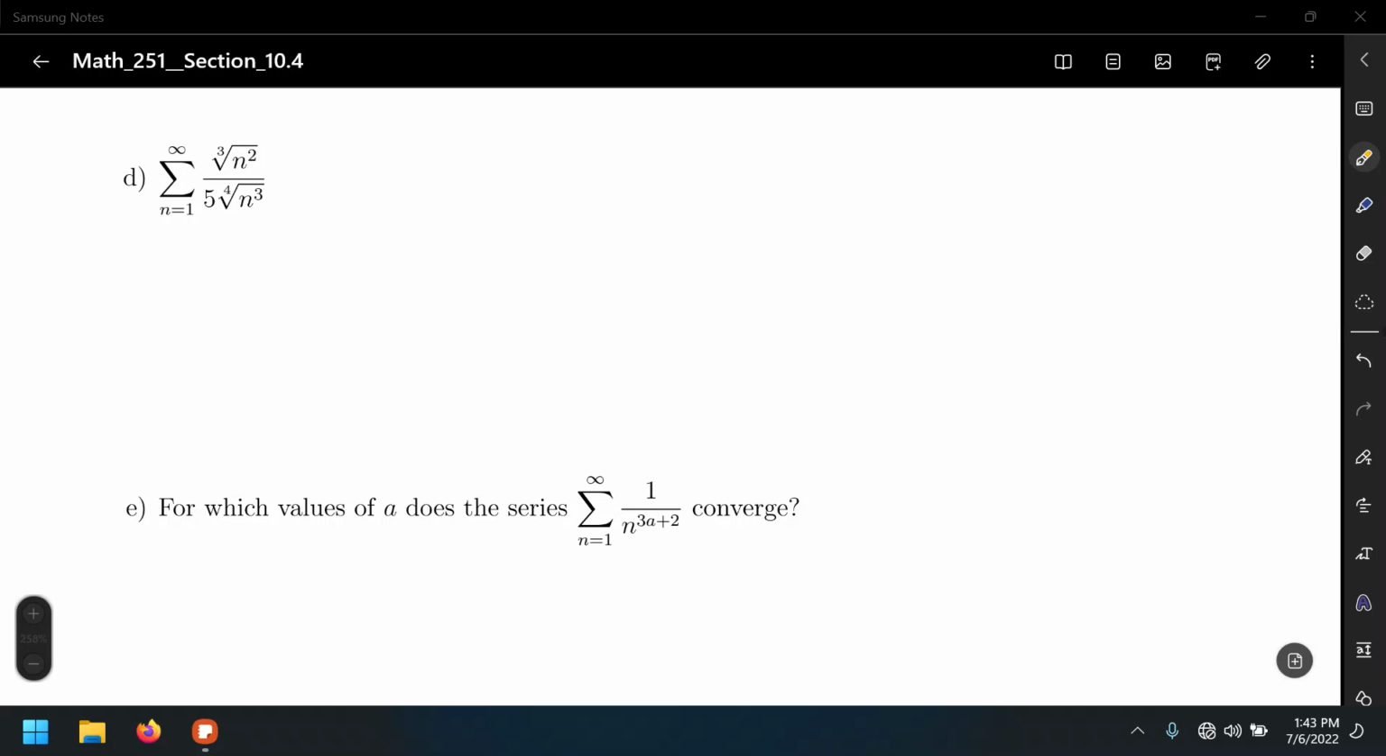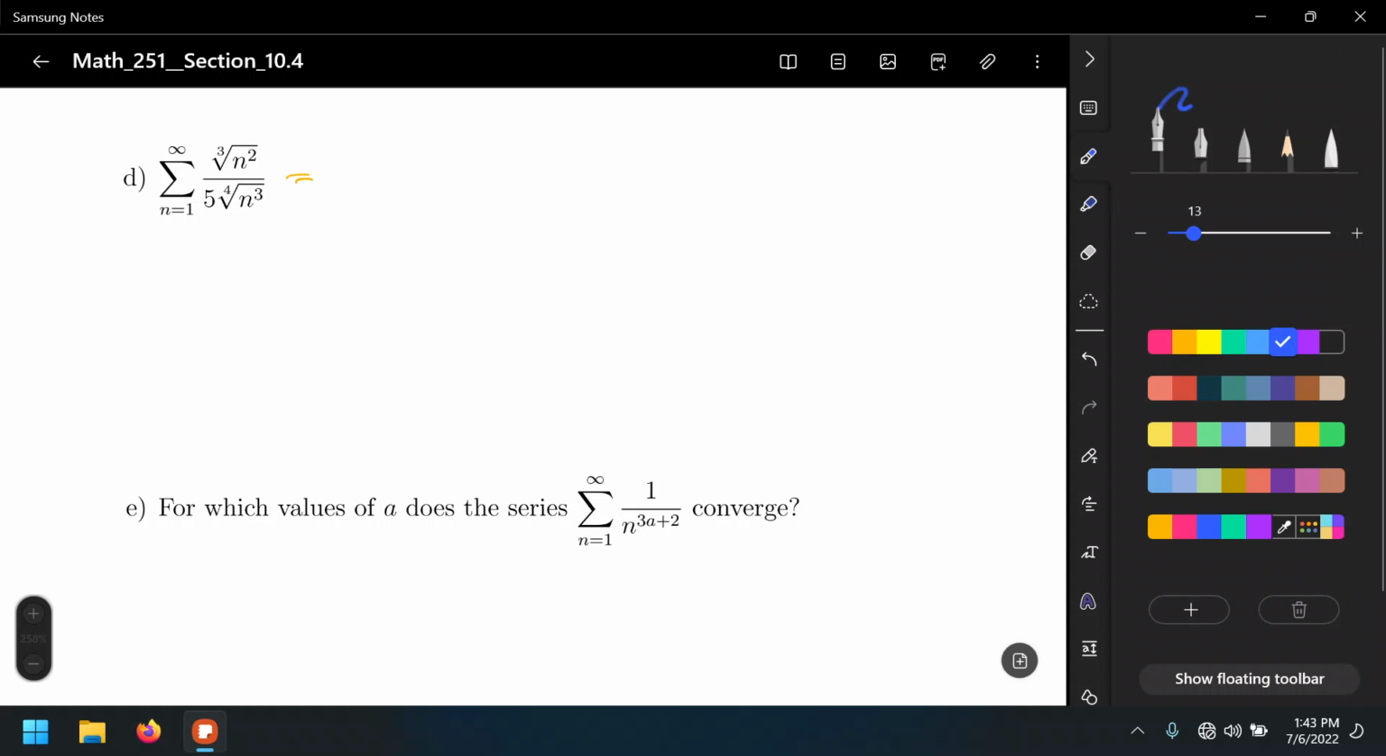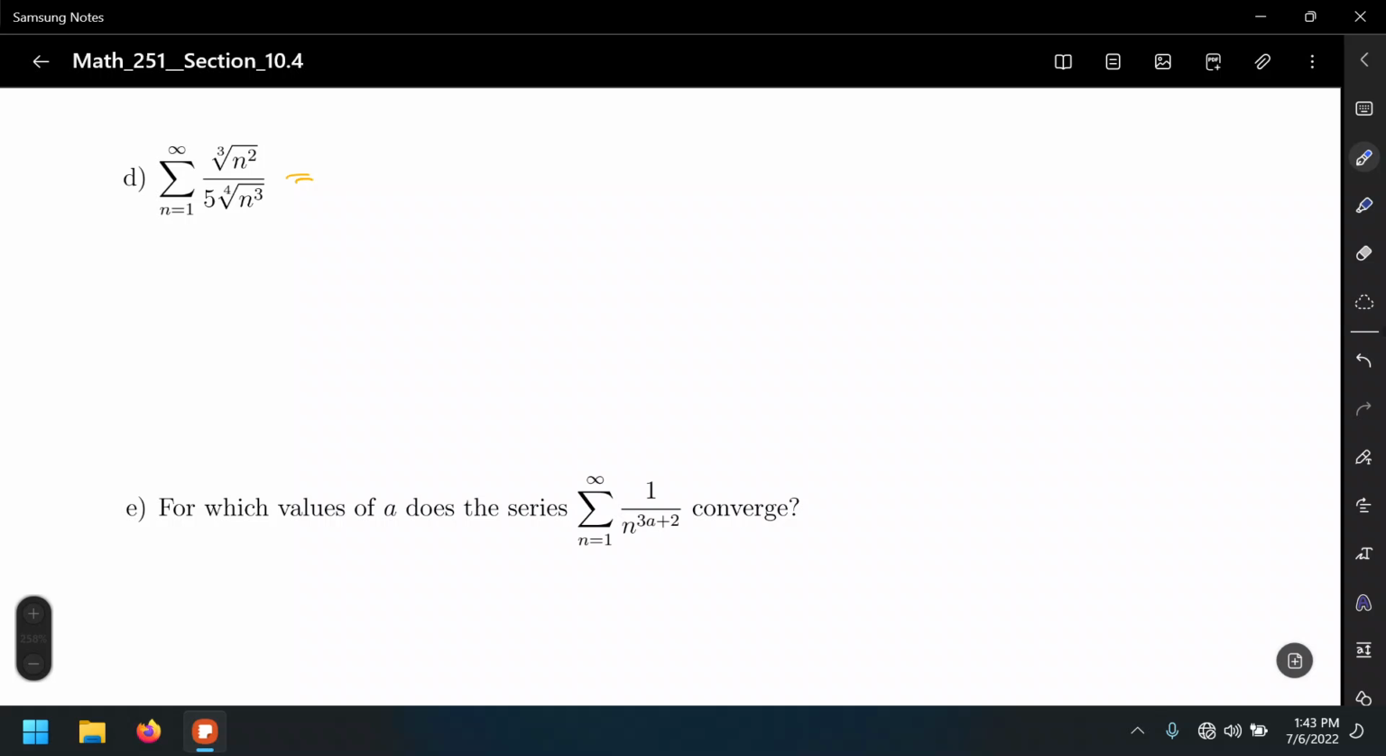Sigma n equals 1 to infinity of the cube root of n squared over 5 times the fourth root of n cubed. So this is the same. Well, it's not in the correct 1 over n to the p form, but of course we can apply these properties of radicals. That's n to the 2/3 over 5 n to the 3/4.